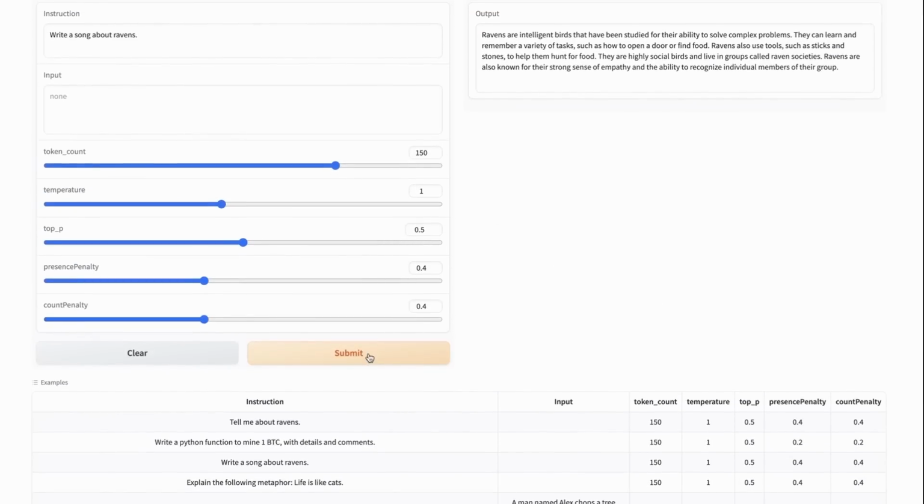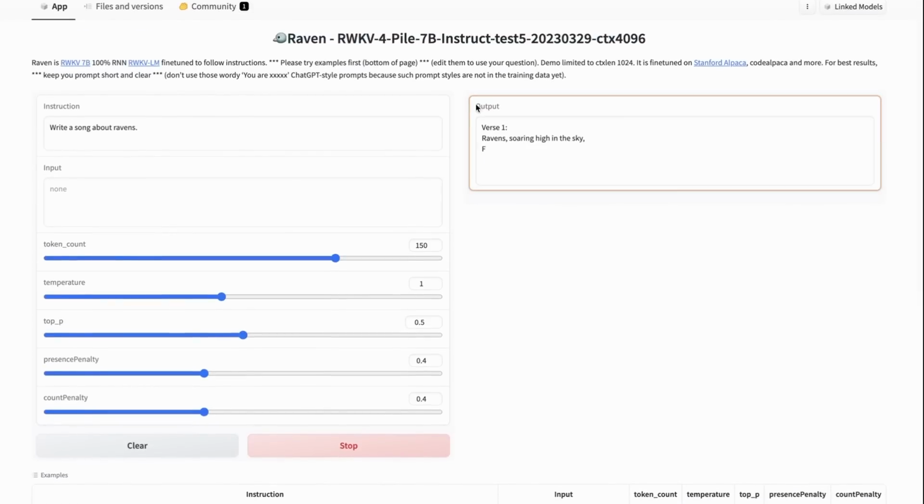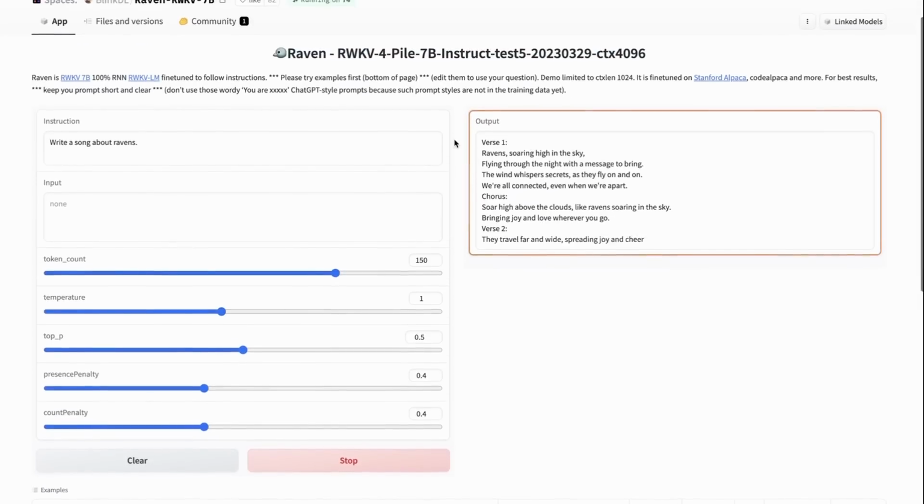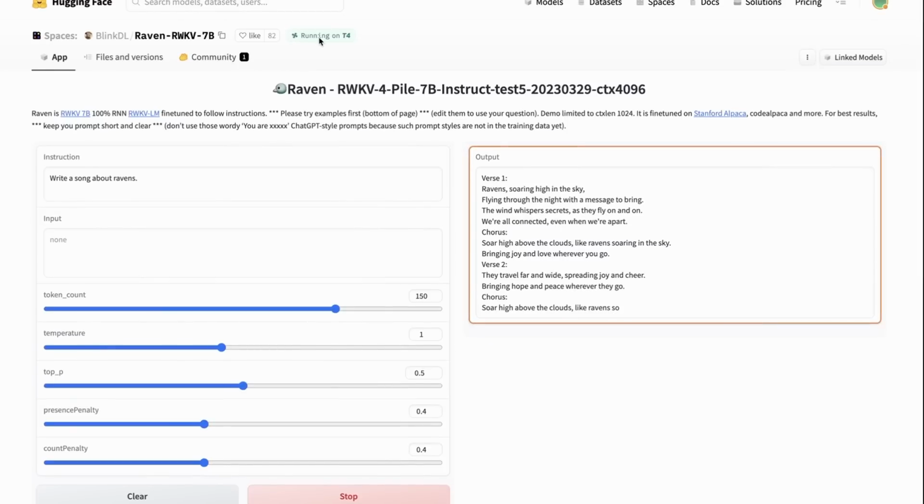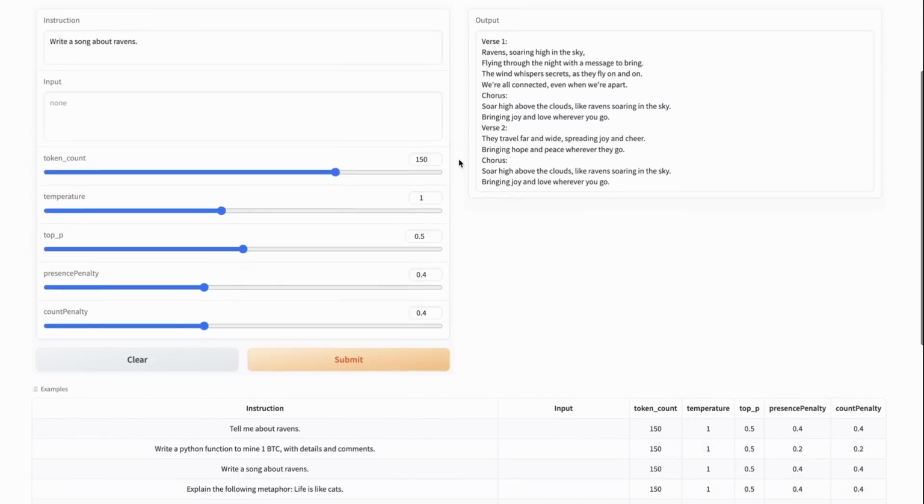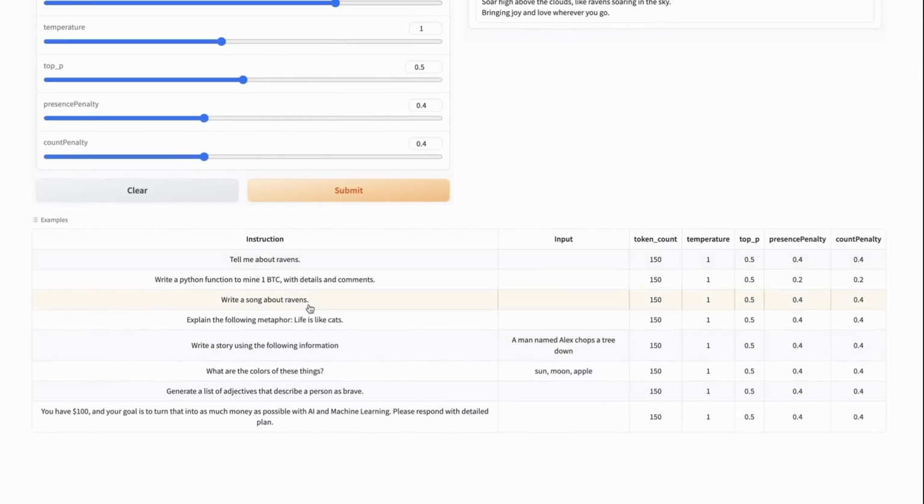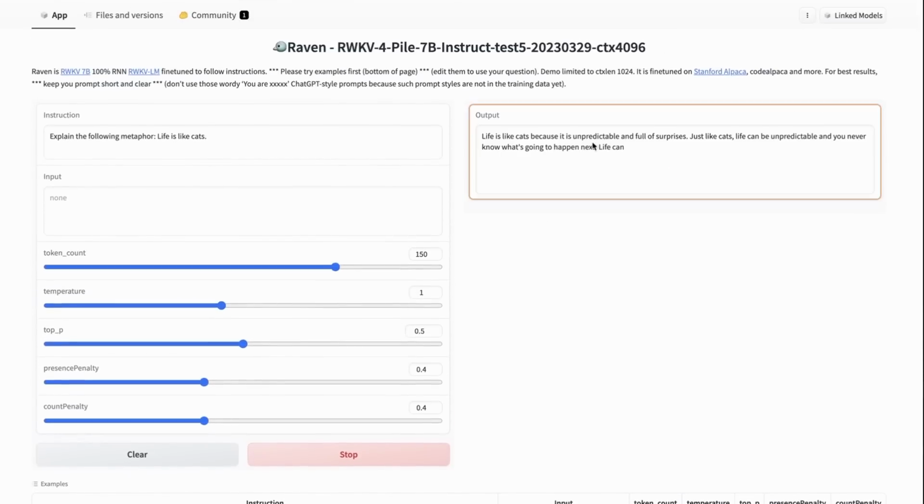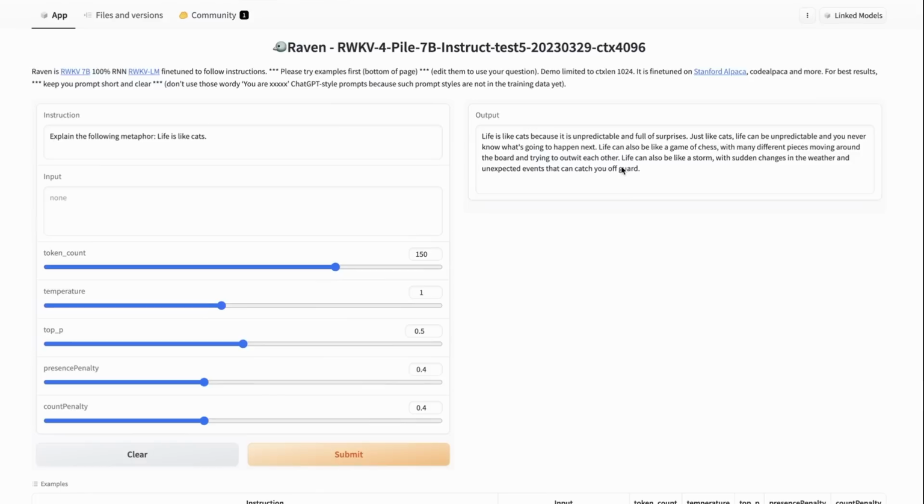So if we ask it, write a song about ravens, you can see, sure enough, it's generating. I'm guessing this is running on, yes, okay, this is running on a T4. So this is small enough that you could actually put this in Colab and run it yourself. And it's certainly nice for this. Explain the following metaphor: life is like cats. And you can see it's generating text quickly. It's very coherent. In some ways, I would say this is on par with some of the other models that we've looked at this week easily.